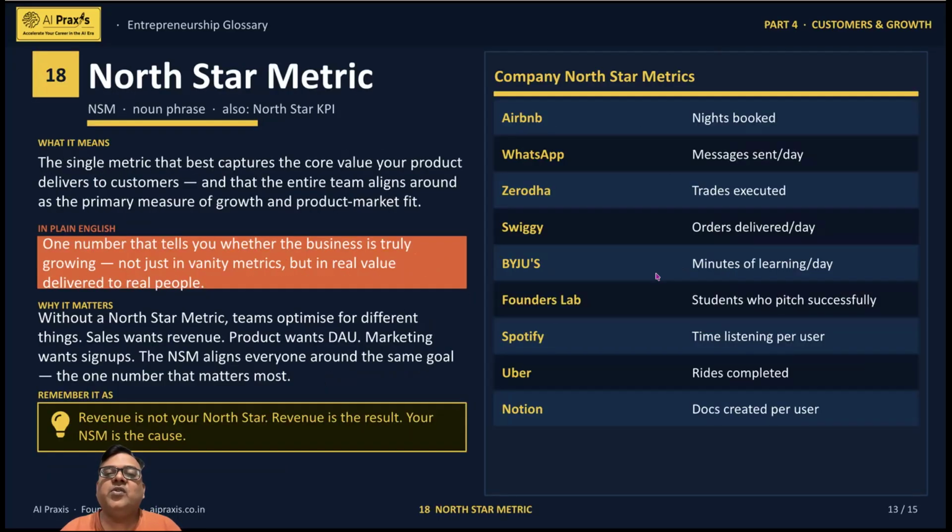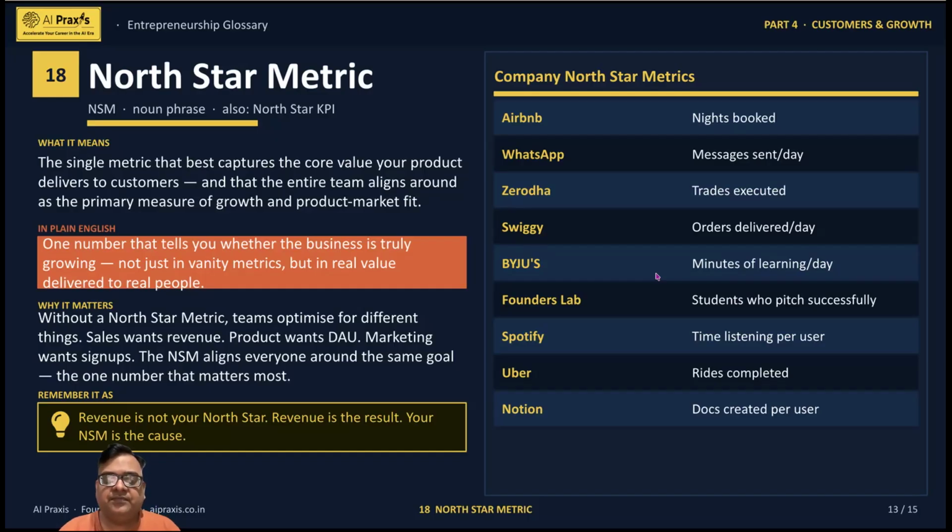Now we come to one of the most important strategic concepts called the North Star metric. This is the one metric that best captures the value your product delivers. The one number that the entire company aligns around. Now let's simplify this. Every team tracks different things: sales, revenue, marketing, signups, product engagement. But without alignment, everyone pulls in different directions. The North Star metric solves this. Now, here's the most important insight from this slide. Revenue is not your North Star. Revenue is the result. The North Star is the cause.